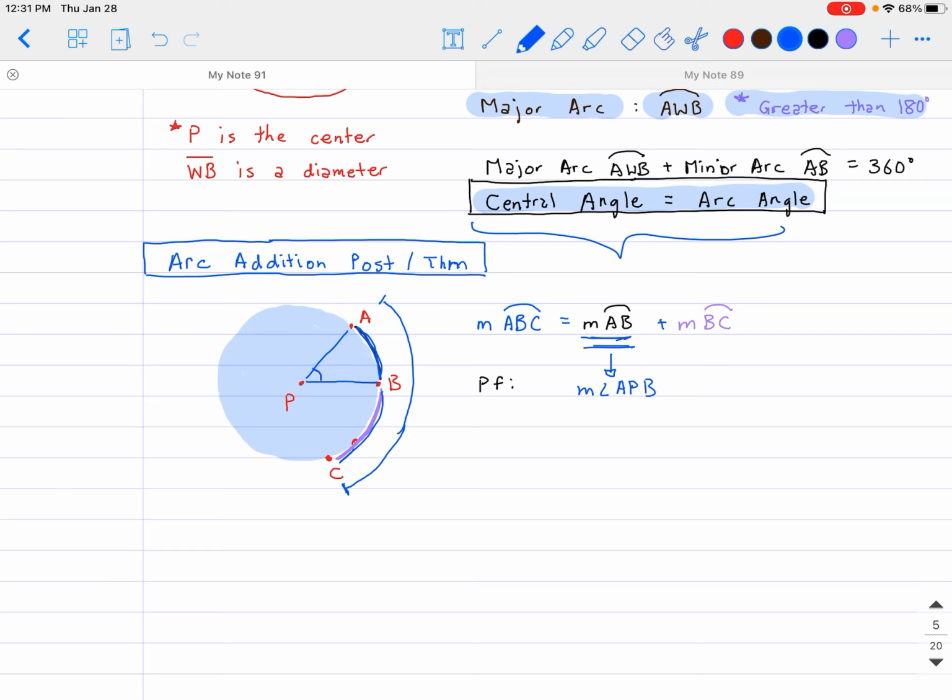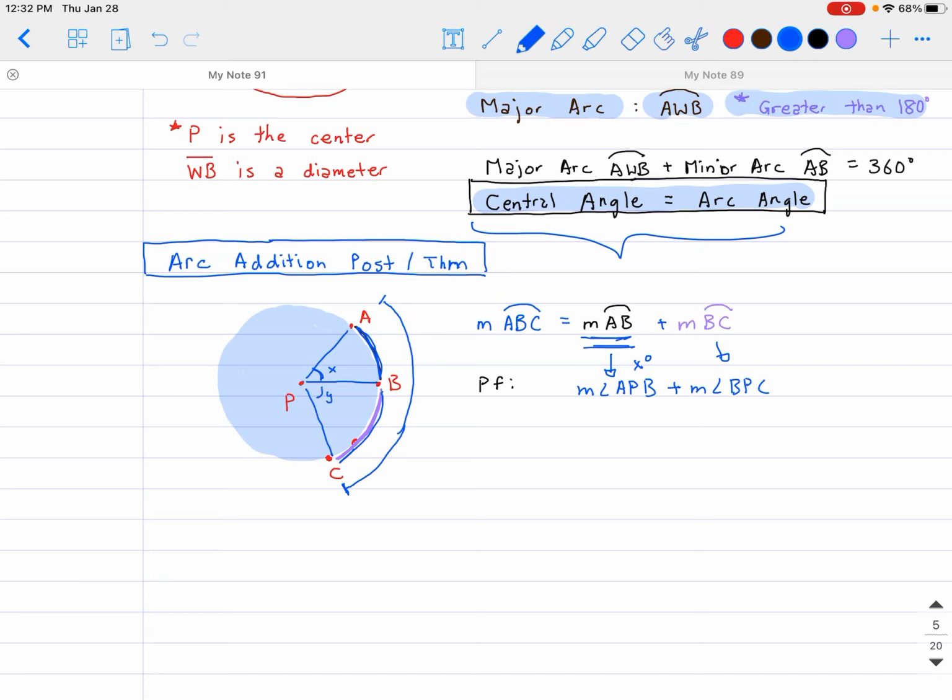It's going to be this angle right here. If you want, we can call it X right there. So that's going to be angle X, or angle of X degrees. Then the next one over here, the measurement of BC, is going to be the measurement of BPC, again referencing the central angle.